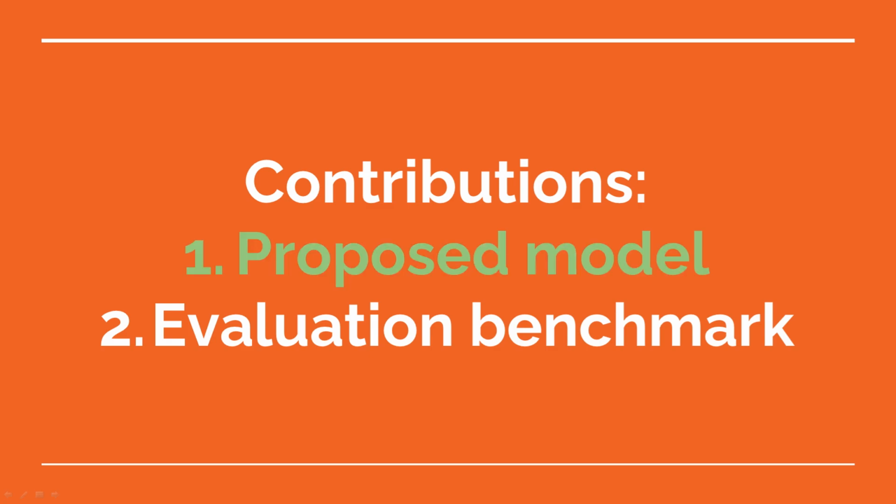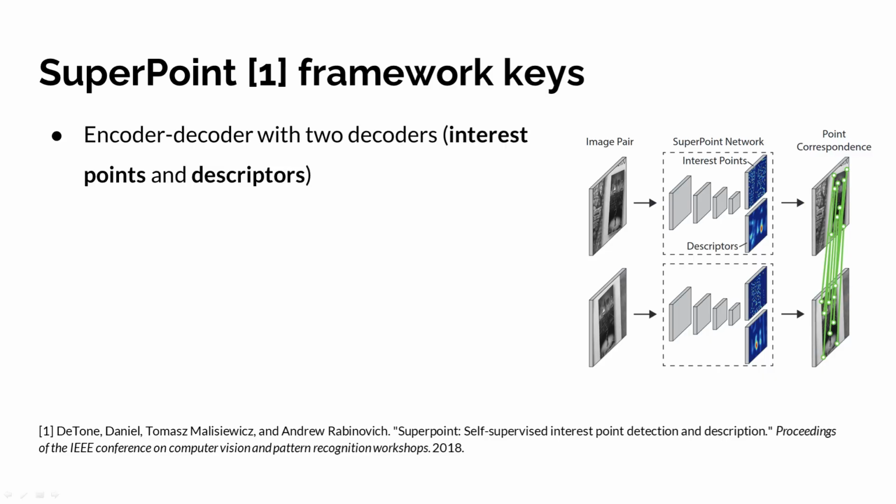We'll start with the model, which is based on the deep learning framework called SuperPoint. SuperPoint uses a convolutional neural network with a typical encoder-decoder architecture, but instead of one decoder, it has two. The first one is for the interest point locations, and the second one is for the descriptors of said interest points.